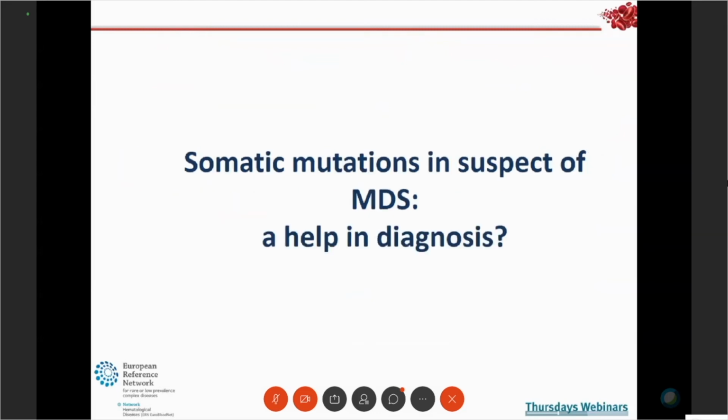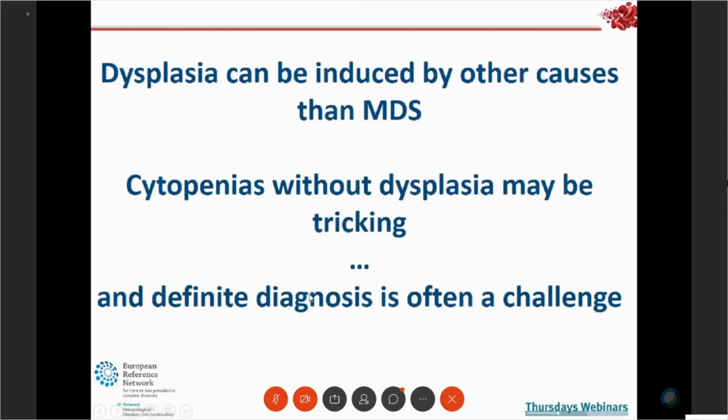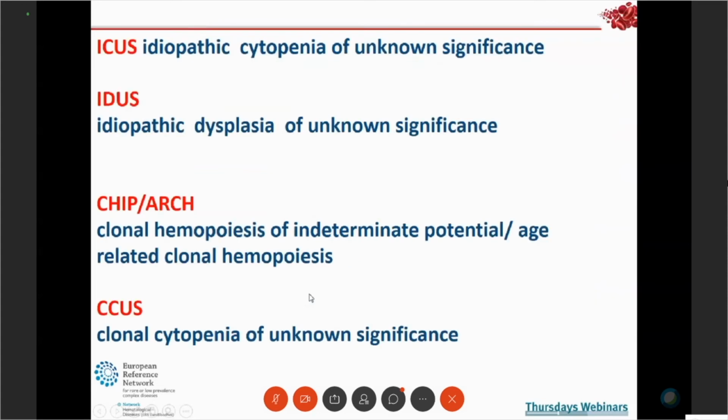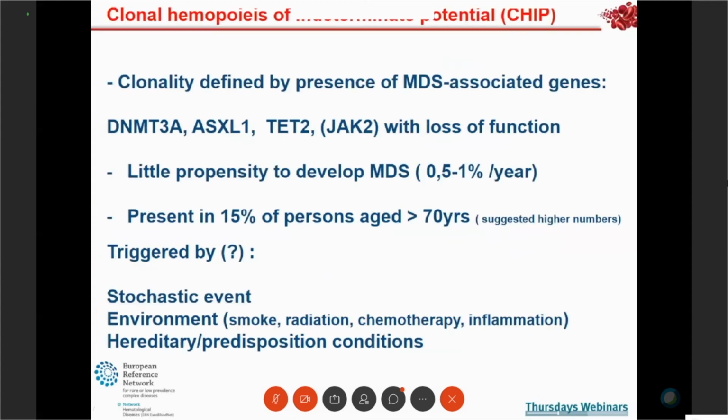And again, the question I had before: can we use somatic mutation in the suspect of MDS? Can we really go to diagnosis in an easier way? Well, it's not so easy, because there are some difficulties because of the presence of clonal hematopoiesis. You see here all the definitions, CHIP and ARCH, so age-related clonal hematopoiesis, is a clonal hematopoiesis that can be present in 15% of patients older than 70, but more recent studies suggest that this percentage is even higher.